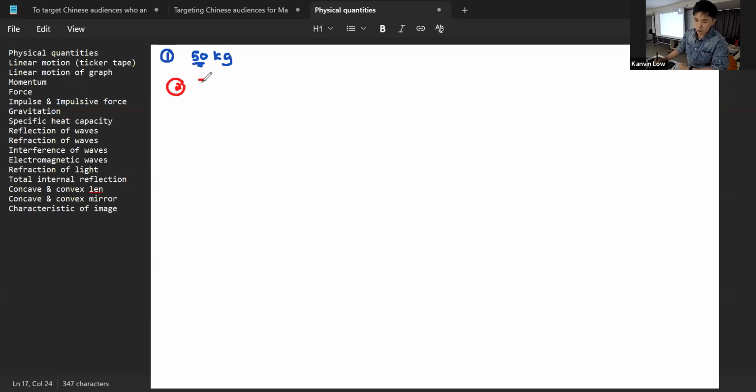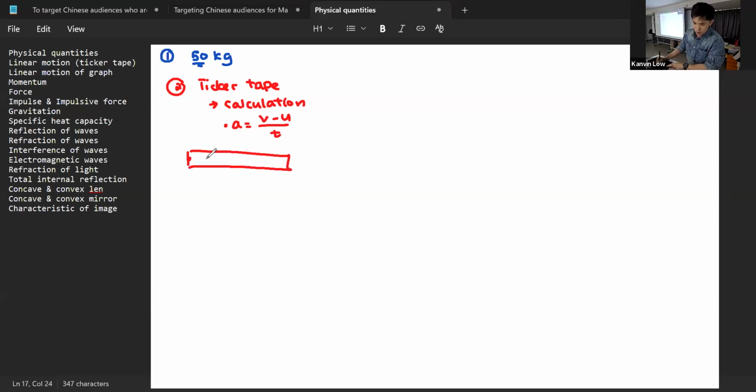Ladies and gentlemen, if they talk about ticker tape, what would they ask you? 100%, it will ask you about the calculation. You will have to use a equals to v minus u over t. What is this formula for? Acceleration, yes, correct. Based on what I know, there are two types of questions that they may ask regarding the calculations.